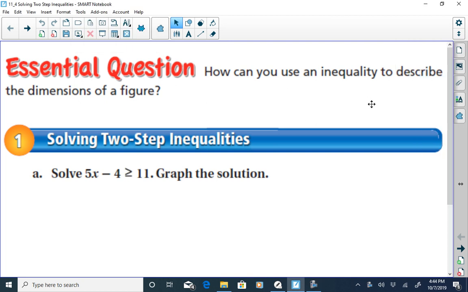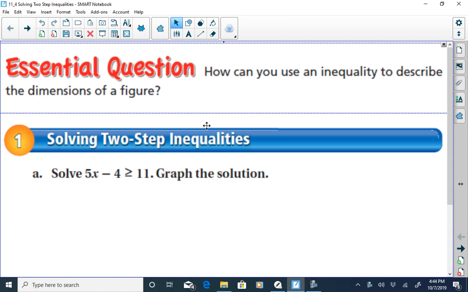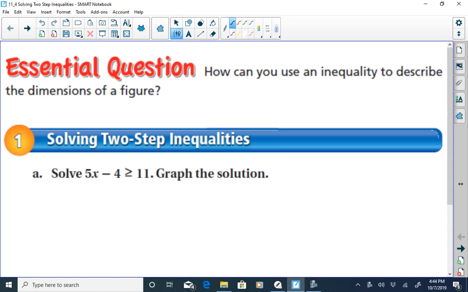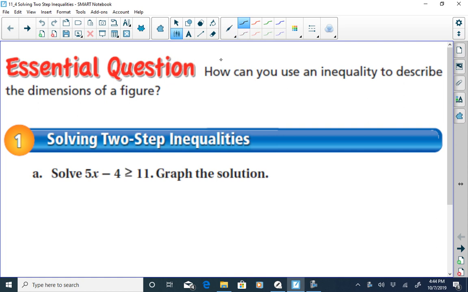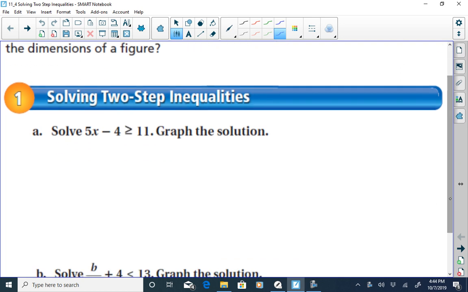Okay, in today's lesson, we want to be able to solve two-step inequalities. In order to solve inequalities, we use those same properties of inequality that we've been using for one-step inequalities, which essentially say whatever you do to one side of an inequality, we have to do on the other side. Here's our first example.